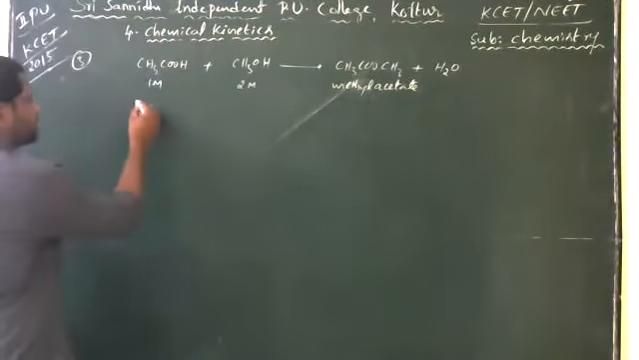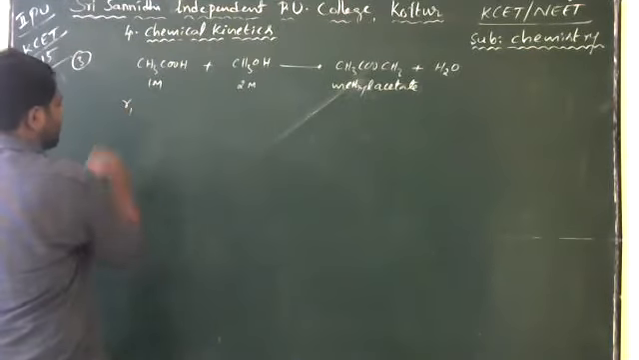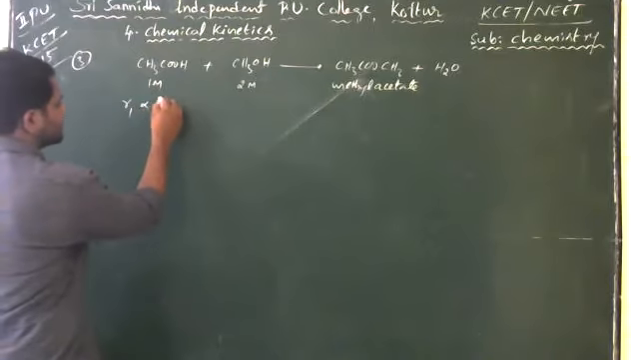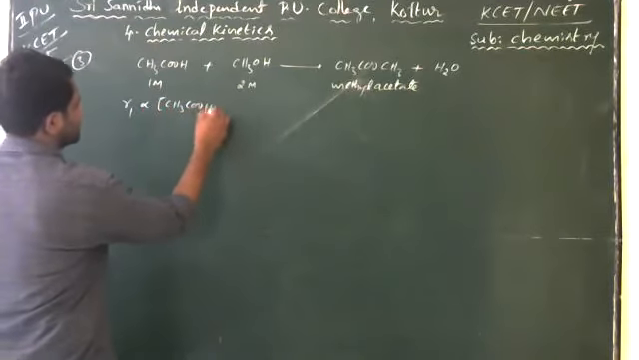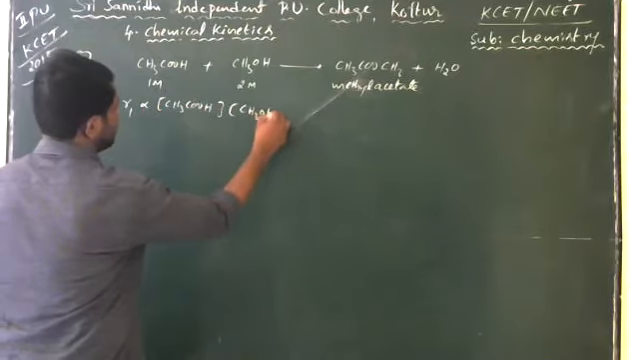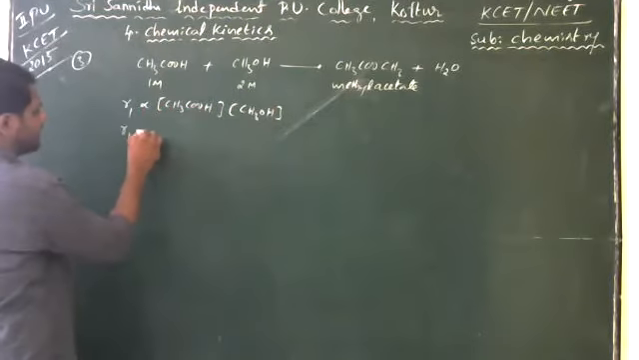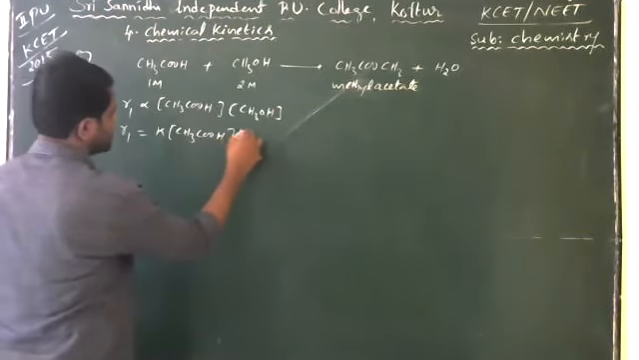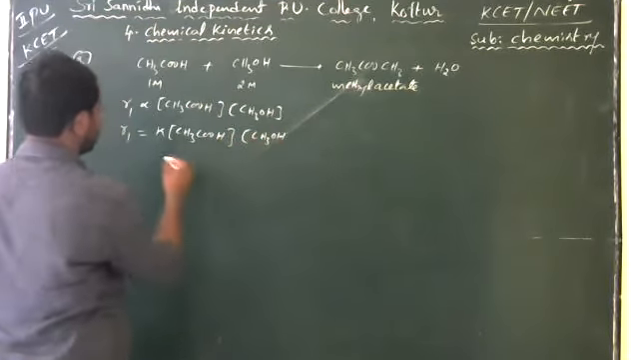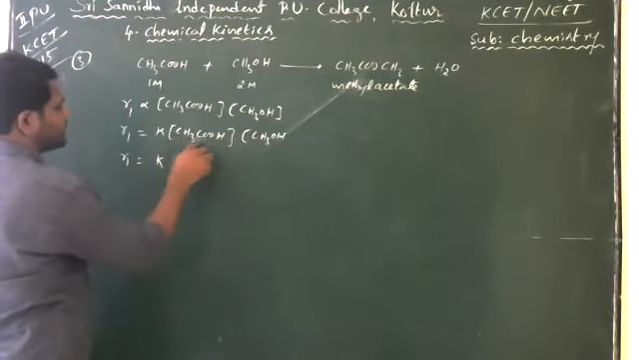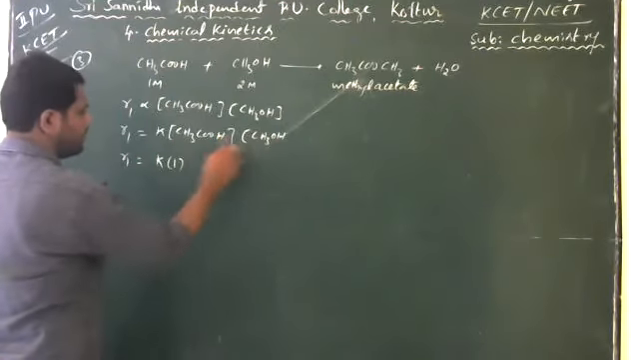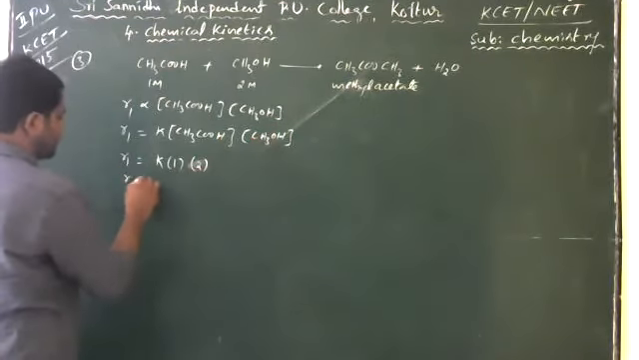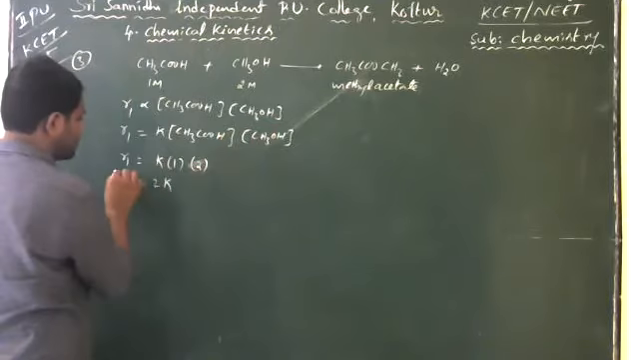First, for this equation, the rate R1, right? The initial rate R1 is proportional to the concentration of CH3COOH and the concentration of CH3OH. We also write R1 is equal to K into the concentration of CH3COOH and the concentration of CH3OH. We know that R1 is equal to K into the CH3COOH concentration, 1M, into the CH3OH concentration, 2M. Nothing but R1 is equal to 2K here, right?